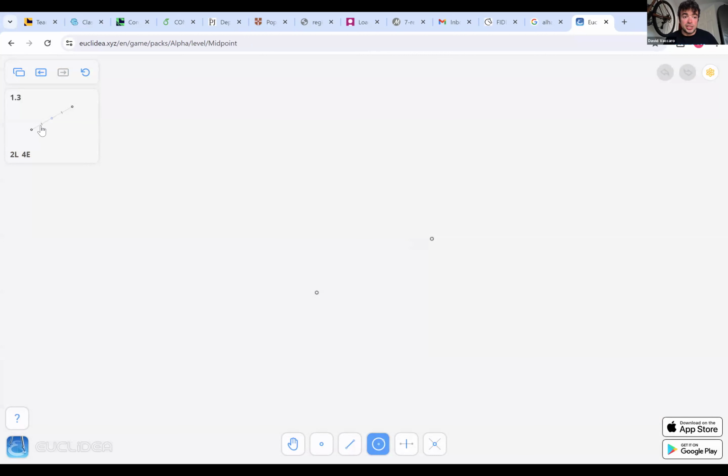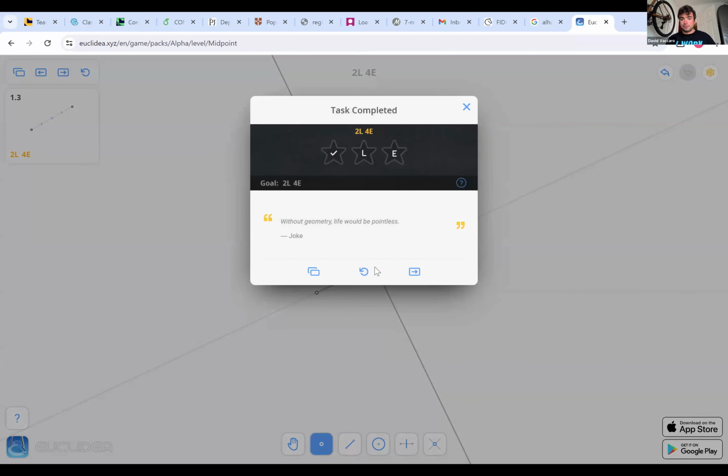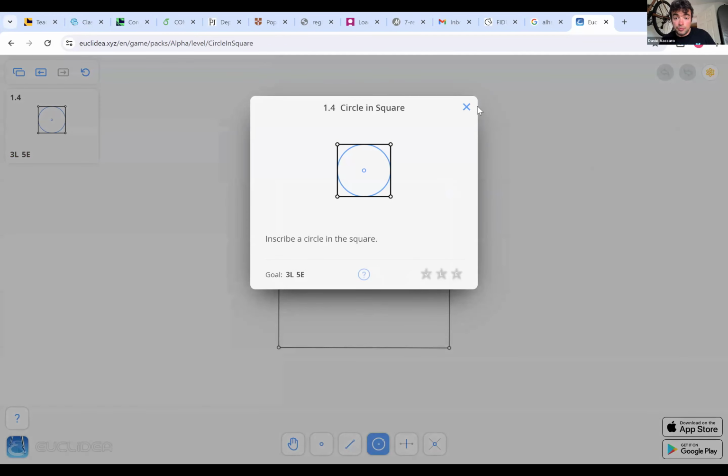So the next challenge gives you 2 points and wants you to find the midpoint. What you probably realize is that if you draw the perpendicular bisector, then the midpoint is the point in the middle. An interesting thing, we'll just do one more.